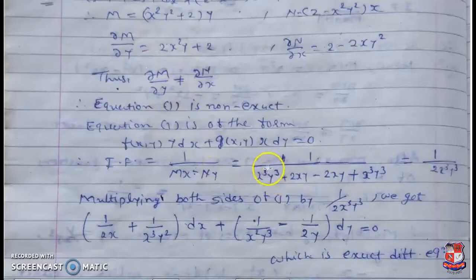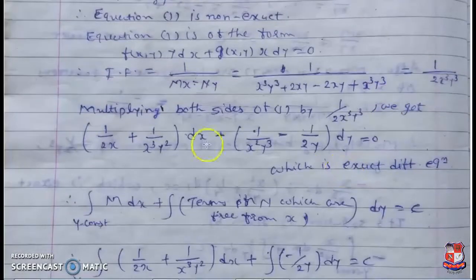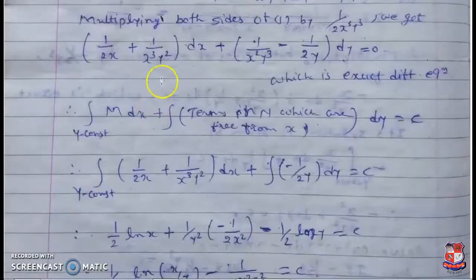Here we multiply M by x and N by y, then we get these terms, and we cancel out these two terms, and we get 1/(2x³y³). This is our integrating factor, and we multiply the whole equation by this integrating factor. Then the new equation becomes exact, and we do not need to check, it is already exact.